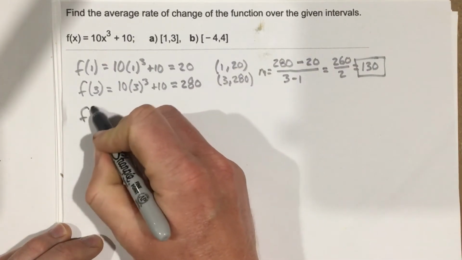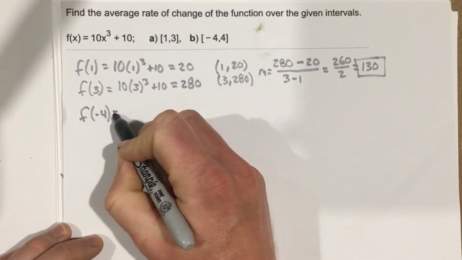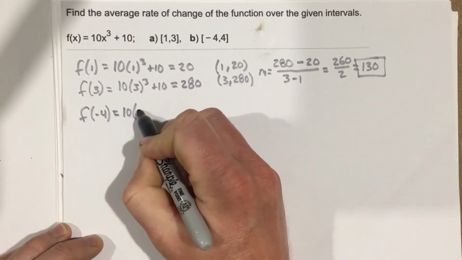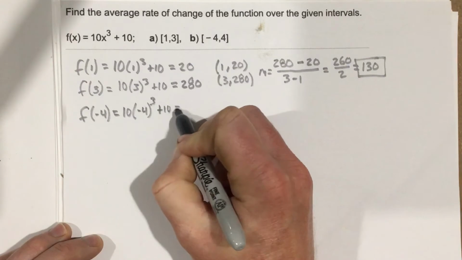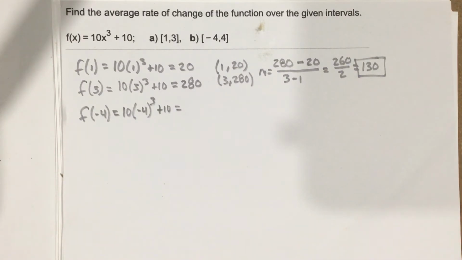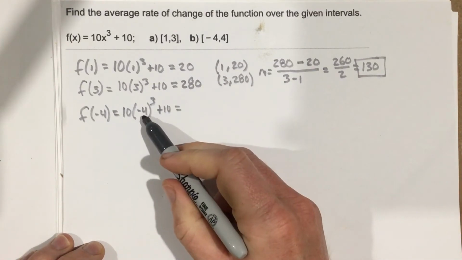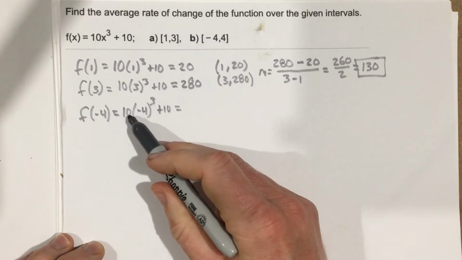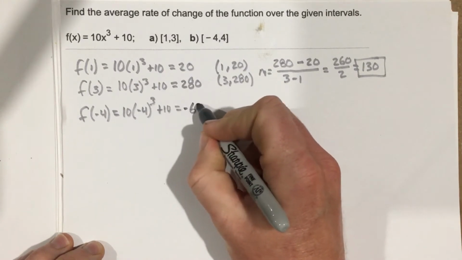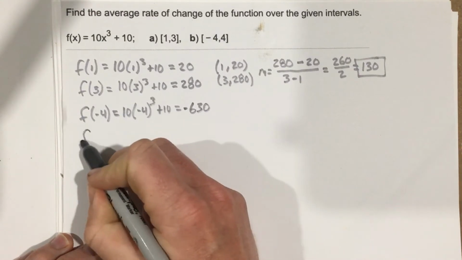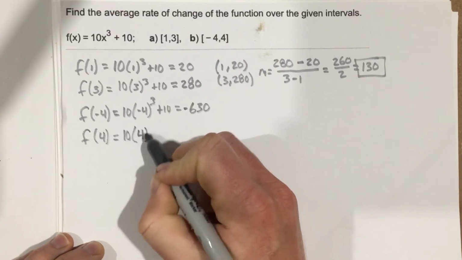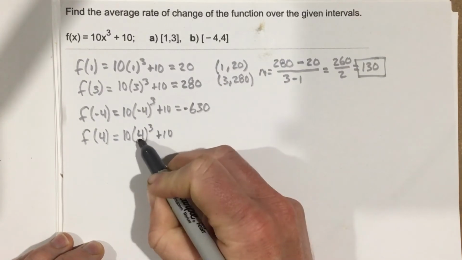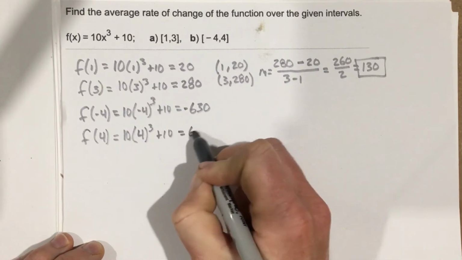So we get f of -4, which equals 10 times -4 to the third power, plus 10. -4 to the third power: 4 times 4 times 4 is 64, so that's -64, times 10 is -640. Add it with 10, you get -630. And then do the same thing with f of 4. You get 10 times 4 cubed plus 10. Well, that's going to be now just positive 640 plus 10, which is 650.